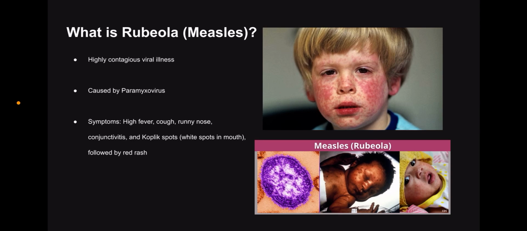So here we go. We have rubeola, which is also measles. This disease or illness is highly contagious and a viral illness. It is caused by paramyxovirus. Some of the symptoms include high fever, cough, runny nose, and then some of the other symptoms, white spots in the mouth, and even followed by red rashes, as you can see in the pictures on the right side.